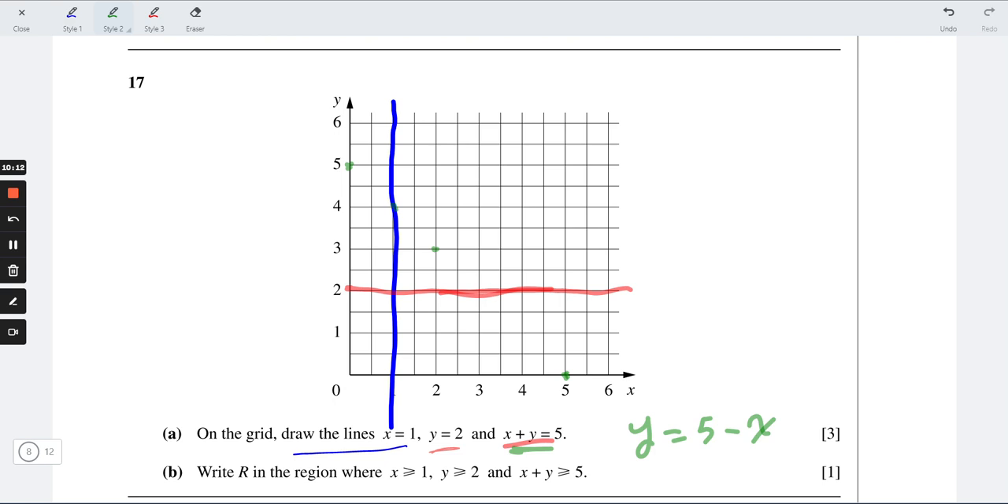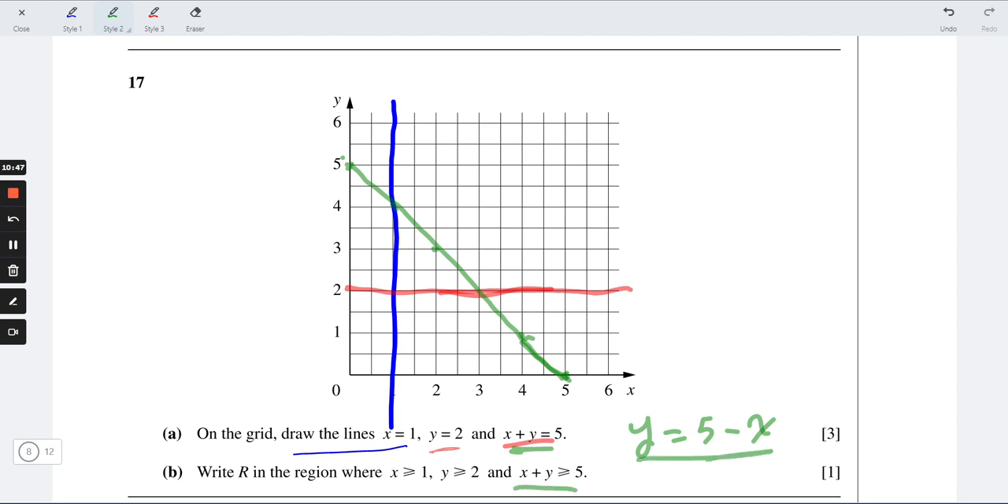Also, let's say x is 4, so 5 minus 4 is 1, so we have 4 and 1. Yes, x is 4, y is 1, it is here. So using a ruler, connect these points as a straight line. Now for these lines we have inequalities.